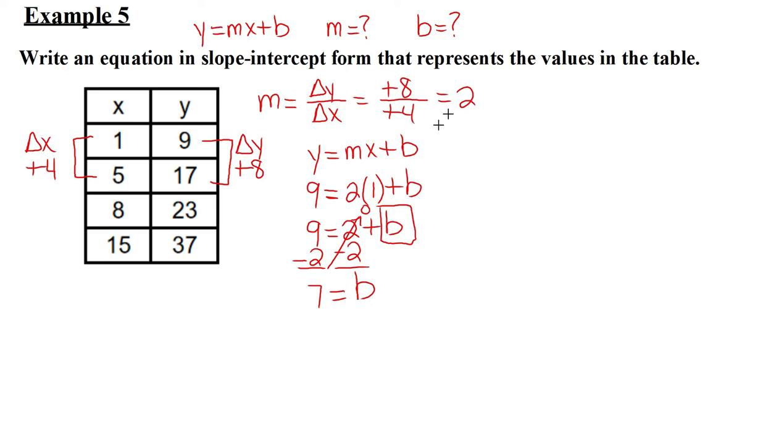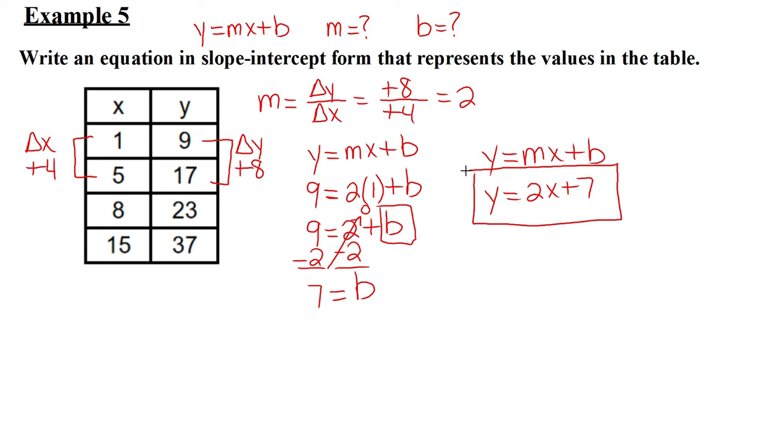Now that I know what my slope is and what my y-intercept is, I can rewrite that equation in slope-intercept form for this table of values. So y is going to be equal to mx plus b. I'm going to replace my m with 2, so that's going to give me y equals 2x plus b, which I'm replacing with 7. So this equation, y equals 2x plus 7, is representing the table of values. It's going to be the equation in slope-intercept form that represents this table of values that we're given.